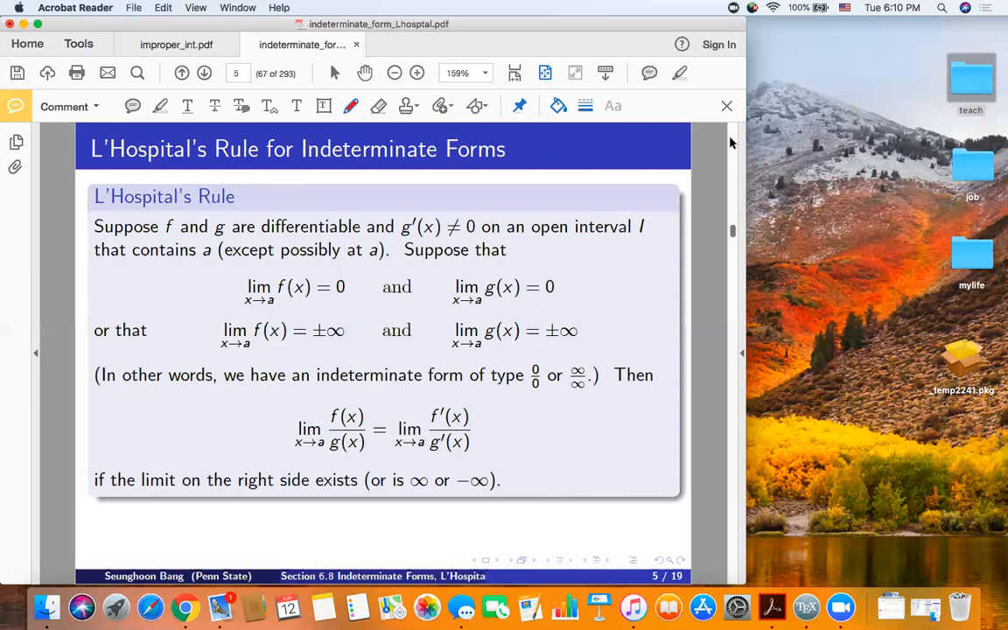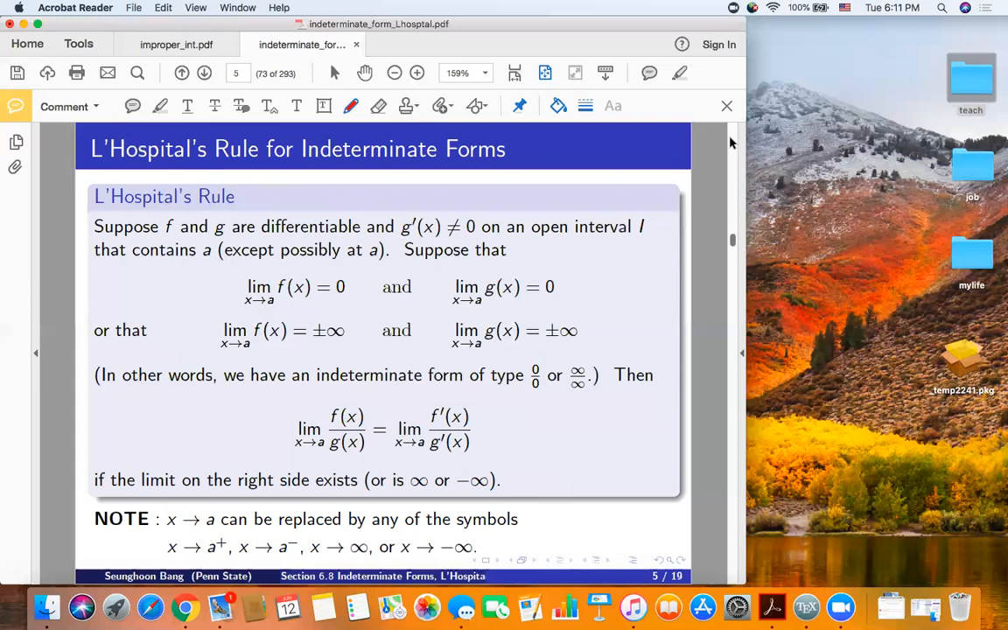If the limit on the right side exists, or is infinity or minus infinity, one more thing: you can replace x approaches a by x approaches a from the right, x approaches a from the left, x approaches infinity, x approaches minus infinity, it doesn't matter. So we have the same result. So we call it the L'Hopital rule.